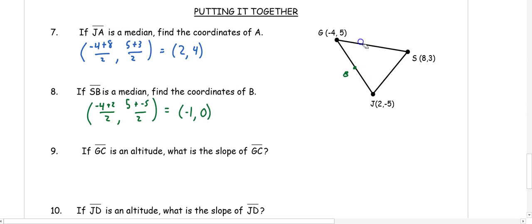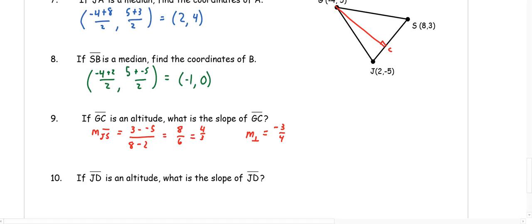Now for number 9, now we're looking at altitudes. So if GC is an altitude, what is the slope of GC? So remember, if this is GC and it's perpendicular, I need the opposite reciprocal slope of that side. So first I'm going to find the slope of JS. So 3 minus -5, 8 minus 2 gets us 8/6, so 4/3, which means that my perpendicular slope, which is the slope of GC, would be -3/4 because I need the opposite sign and to flip my reciprocal.